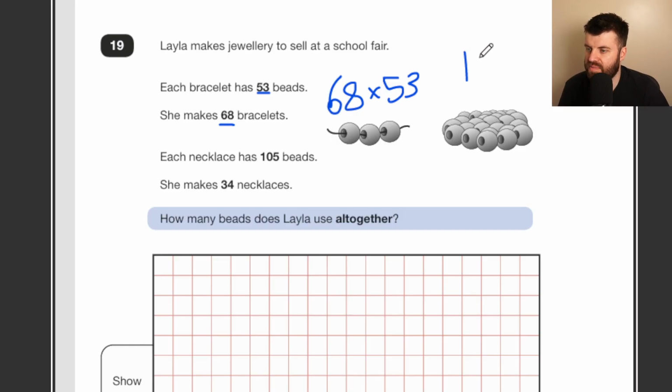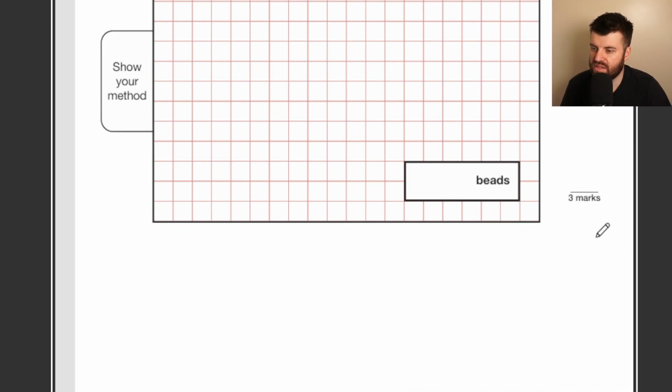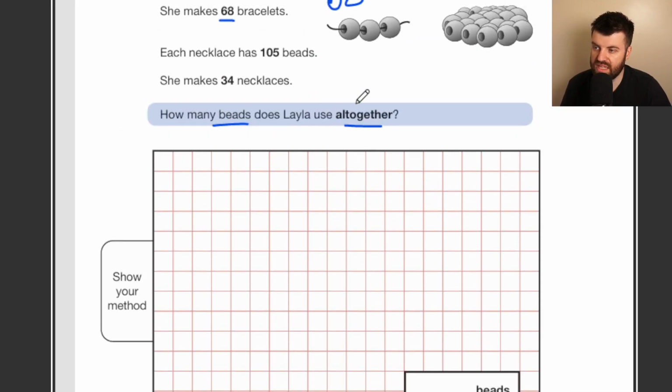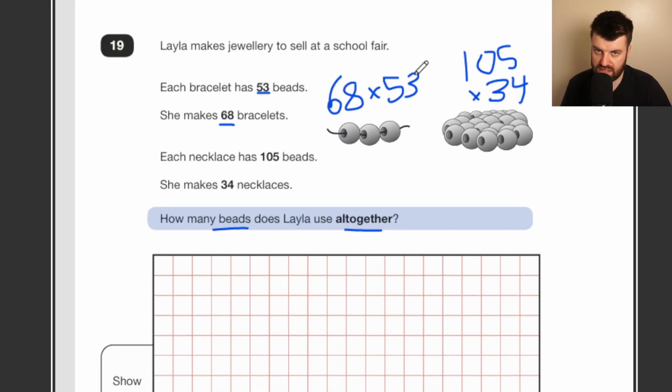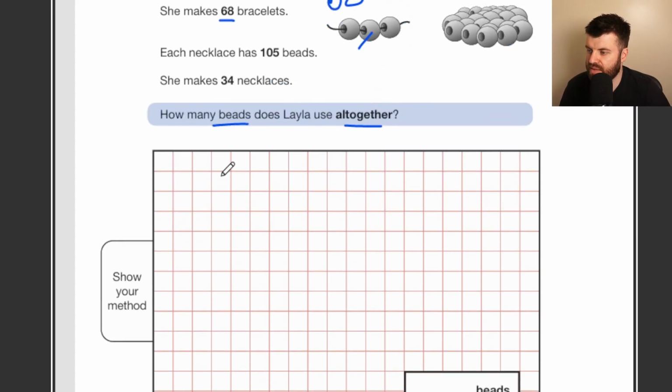A necklace has 105 beads. Okay, I'm going to have to multiply that by 34 necklaces. So these are the two things we've got to do, because the question is saying how many beads are used altogether. So 68 times 53. This is a 3-mark question, because for this one, if you show me you can do this, it will give you some marks. You don't need to do the full question to get marks on this one.